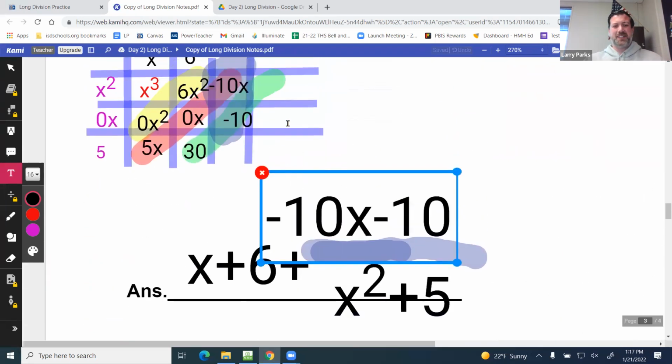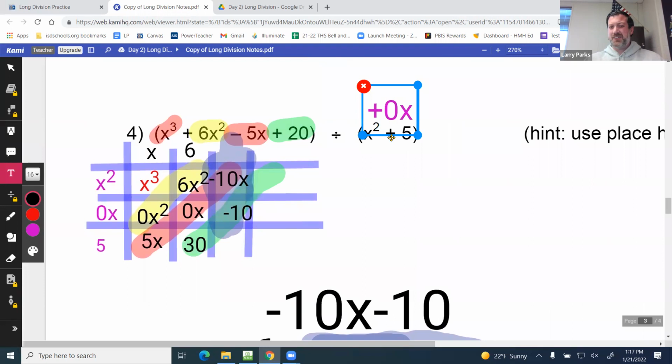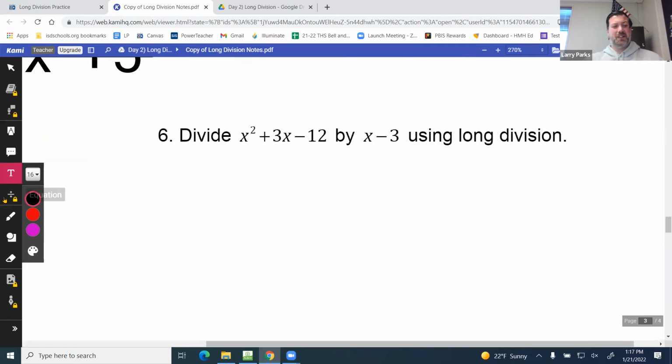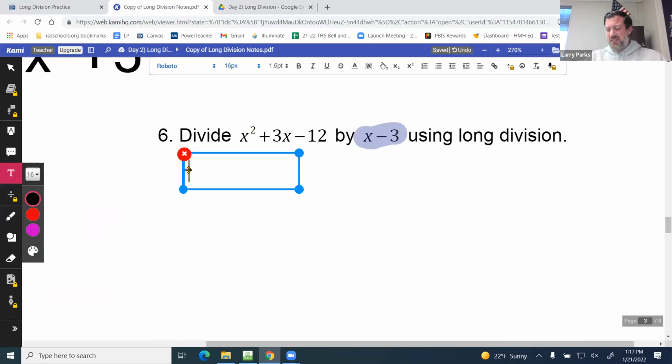Now, on the problem we just did, you can't use synthetic because it has an x squared. But if that was x plus 5, I would just use synthetic division. So same thing here. Since this is simple, just x minus 3, I would use synthetic division.